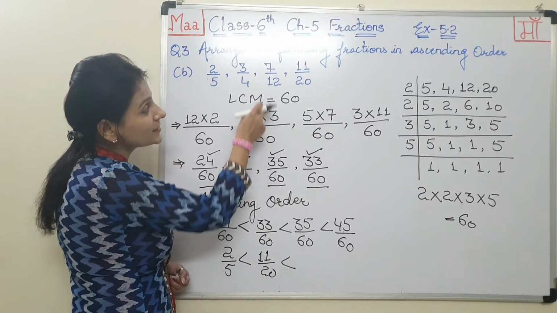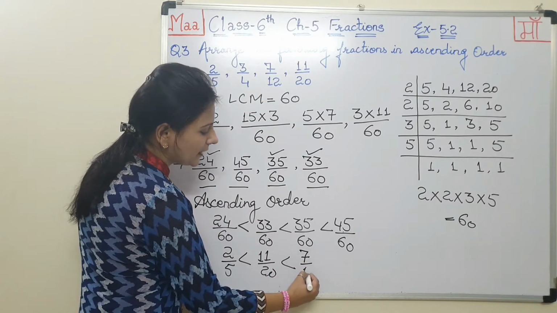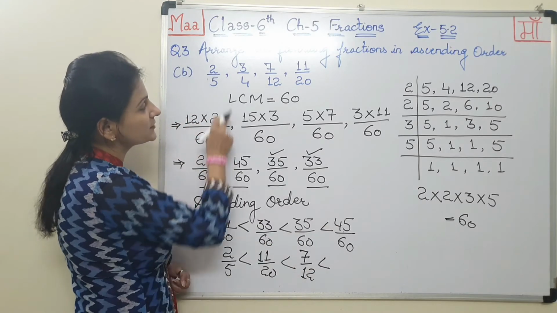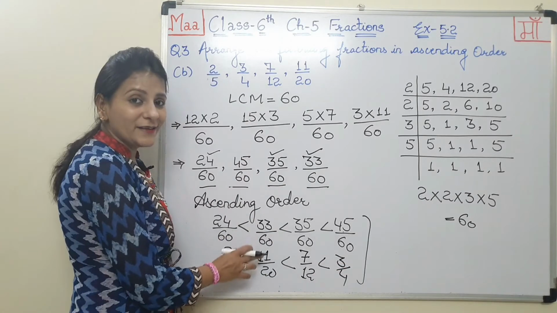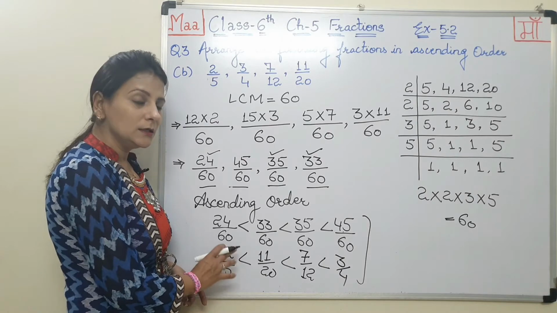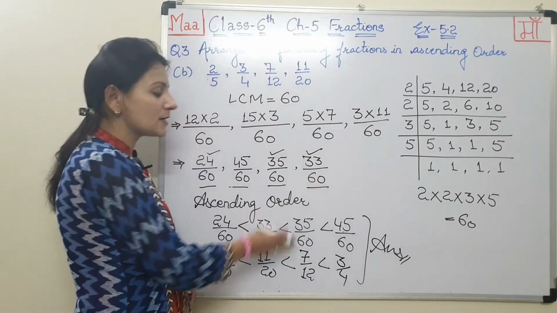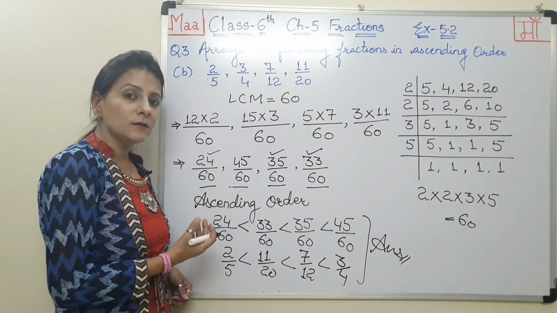That means last second fraction. So it is 7/12, and then after that 45/60. So 45/60 is the second fraction. So 3/4. So at the last we have to write the original fractions also and show them in the ascending order. So these both are the answer, and this is how we can arrange the given fractions in ascending order.